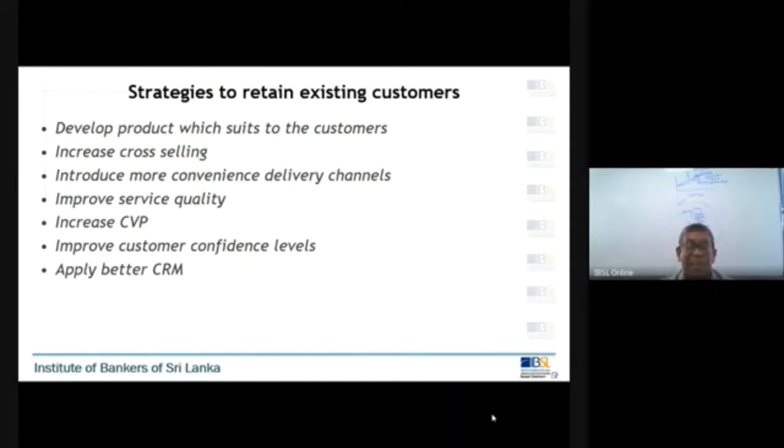Right? Something like that. So remember the strategies, and why we need to have them. Because it is much cheaper to deal with your existing customers, because they are the people who bring more revenue and more profit to the organization. Therefore, we must look after them, and these are some of the strategies we can use.